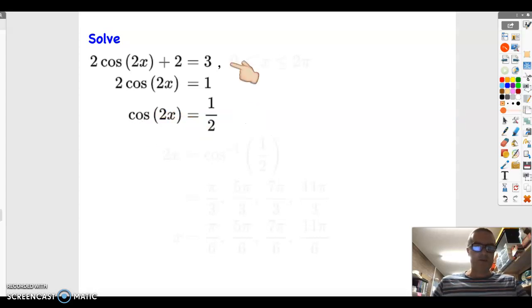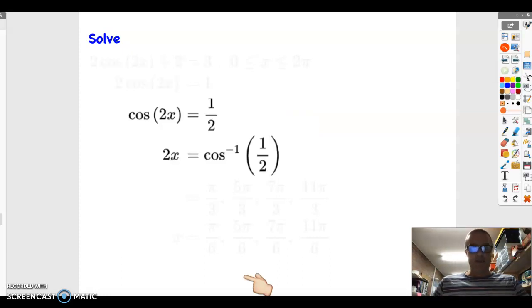All I've done here is subtract 2 from both sides of the equation, and then we've divided both sides by 2. We end up with cosine of 2x equals a half. The trigonometric ratio is by itself on the left-hand side of the equation.